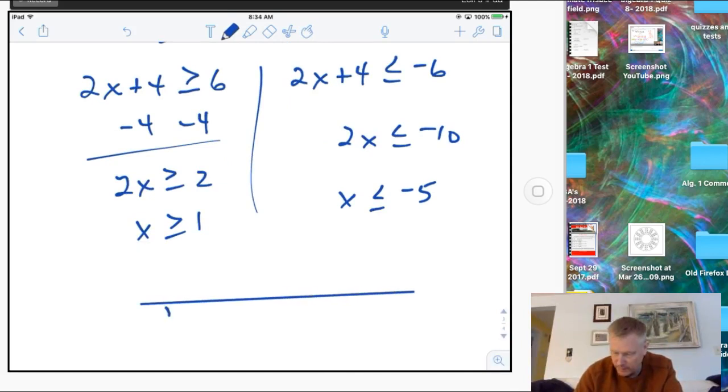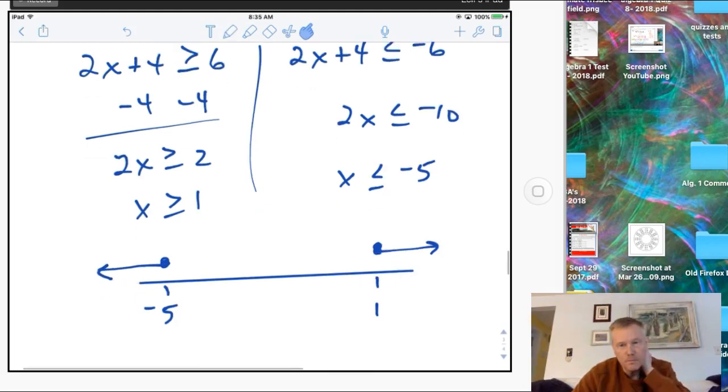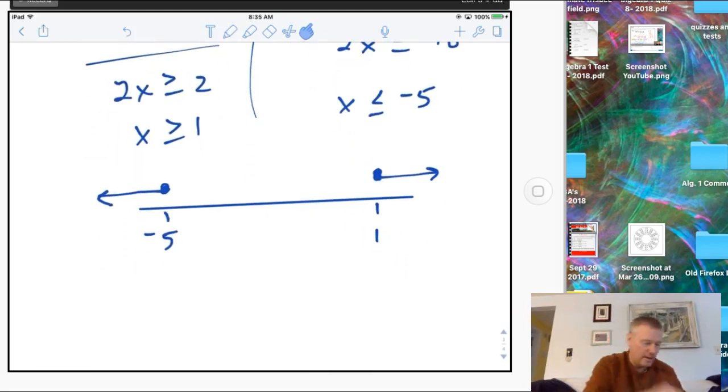Graph it on our number line. Here's negative 5. Here's 1. All right, let's see. Both solid dots. X is greater than or equal to 1. That's that direction. Less than or equal to negative 5. That's that way. Remember, less than is to the left on the number line always. All right, and that was number 5.